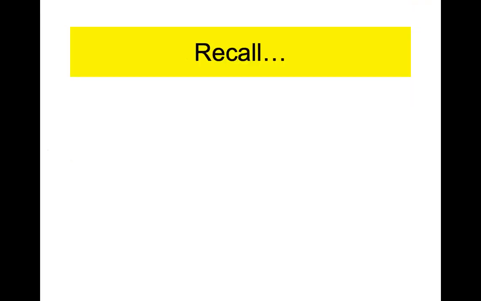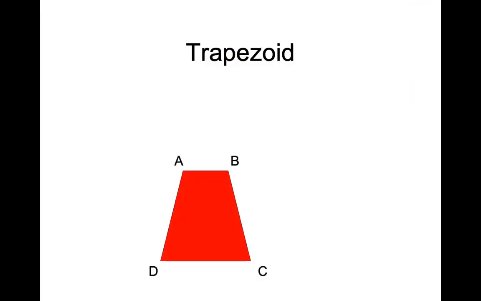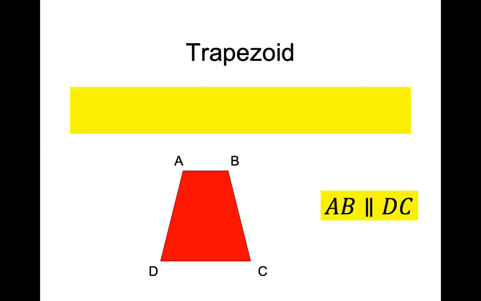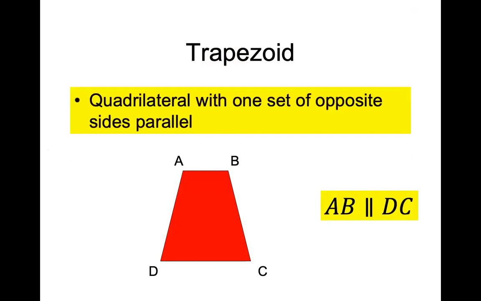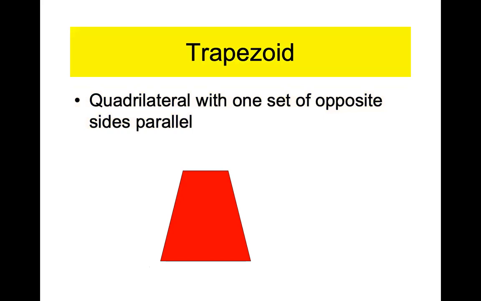Areas of trapezoids. Recall the trapezoid. Quadrilateral, that means 4 sides, where 2 of the sides, just 2, not 3, not 4, 2 of the sides are parallel. That's the definition of a trapezoid. It's a quadrilateral with one set of opposite sides that are parallel. Those 2 parallel sides are called the bases. So we identify on a trapezoid the 2 parallel sides. We call those the bases.